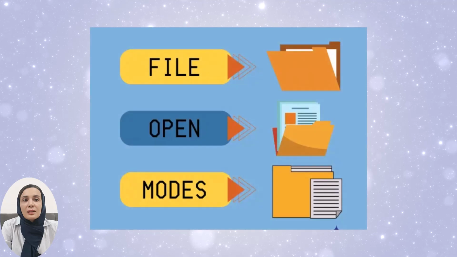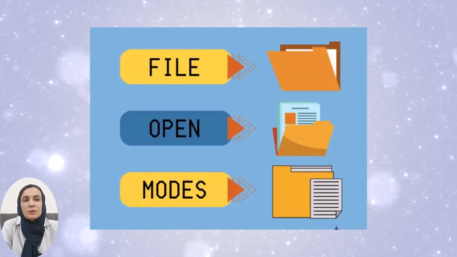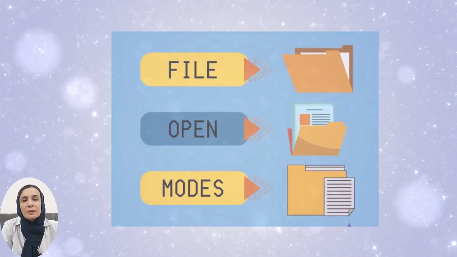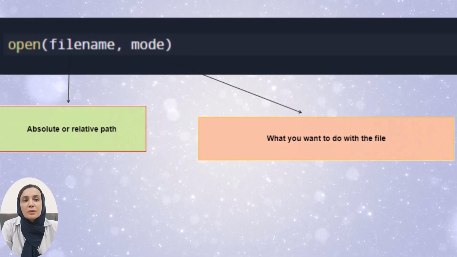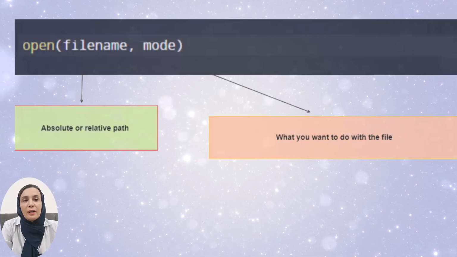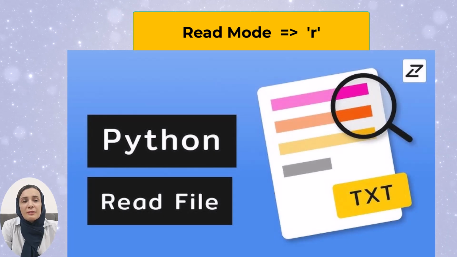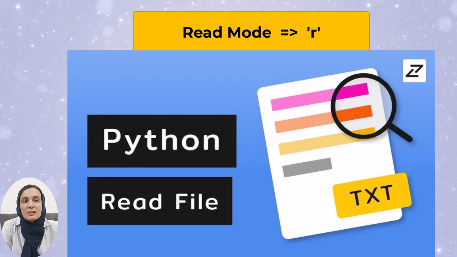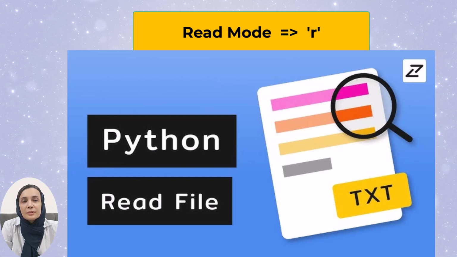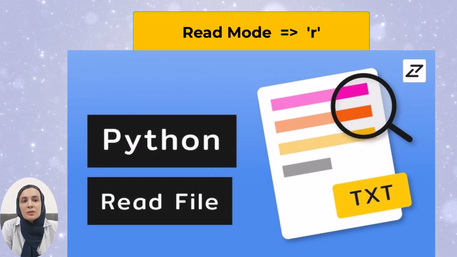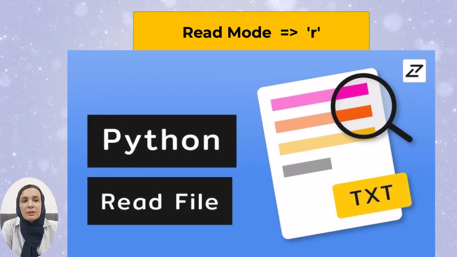Let's take a quick look at the modes we use when working with files in Python. Each mode tells Python what we want to do with the file. Read mode, we use character R. This is the default mode which lets us read the file's content. We use it when we only want to look at what's in the file without making any changes.